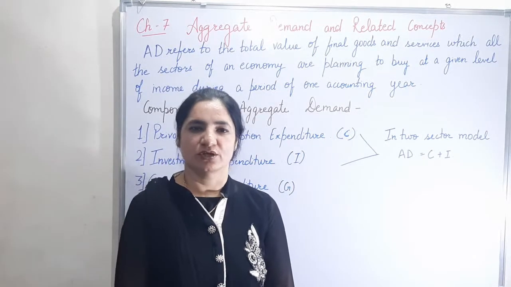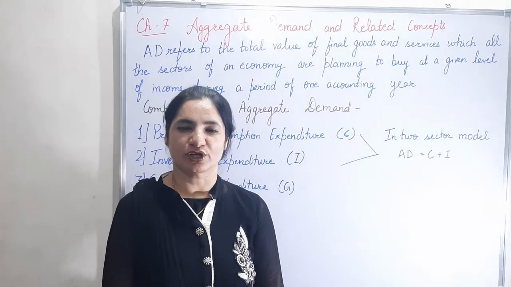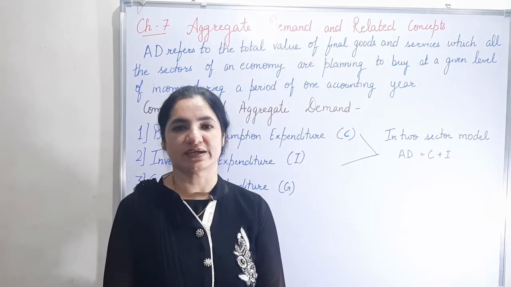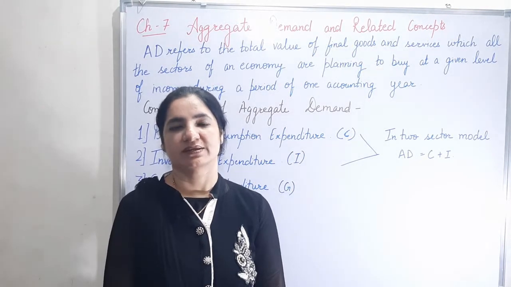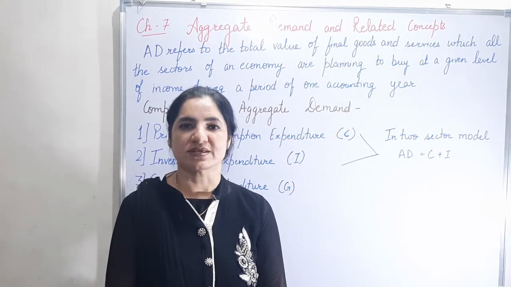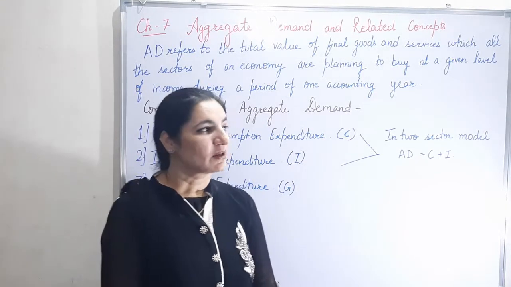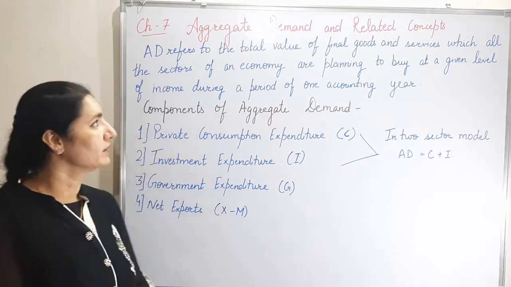Hello students, today we are going to start the next unit, that is the third unit of macroeconomics, in which we will study about aggregate demand, aggregate supply, and the determinants of income and employment. There are three chapters in this unit and the first chapter is aggregate demand and related concepts. First, let us discuss the meaning of aggregate demand.